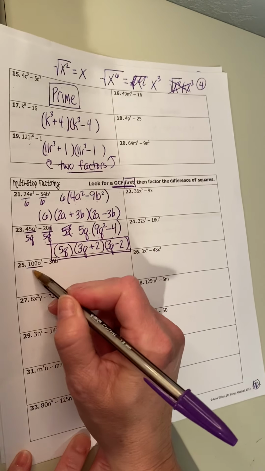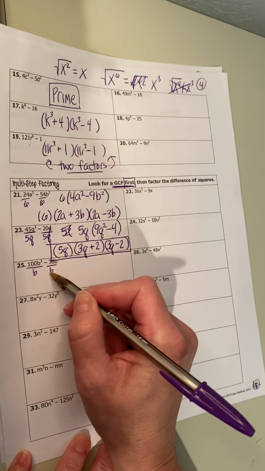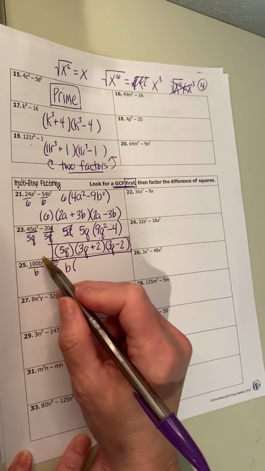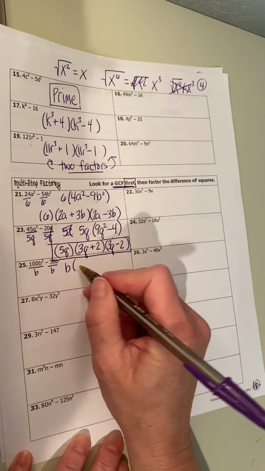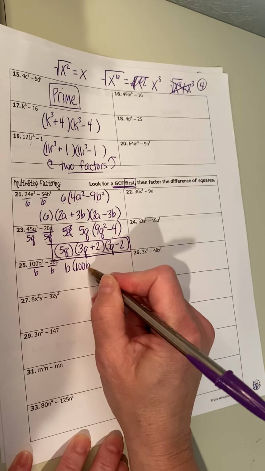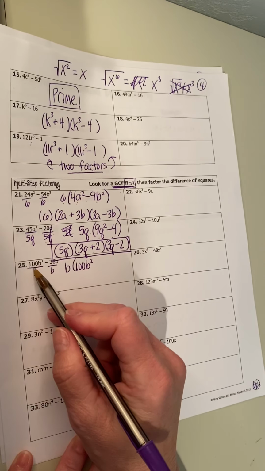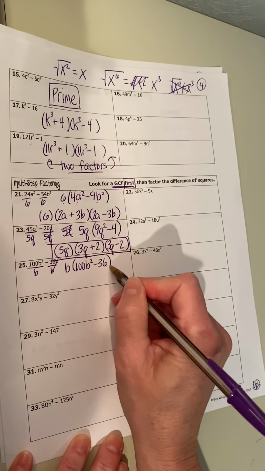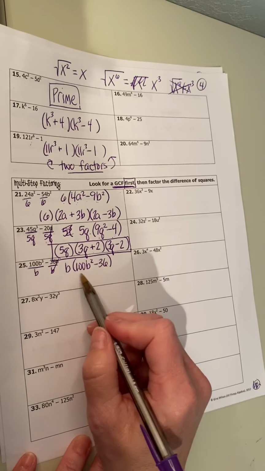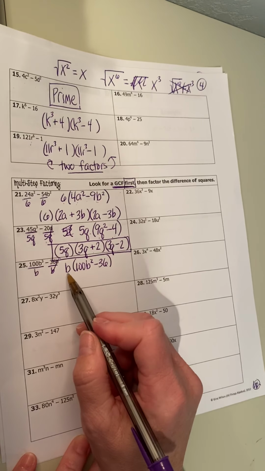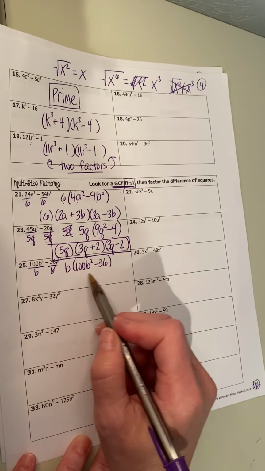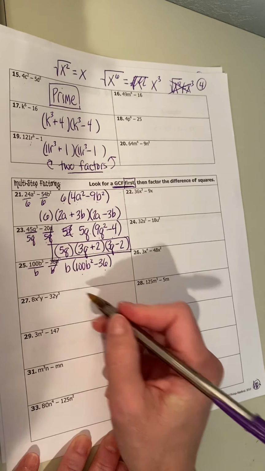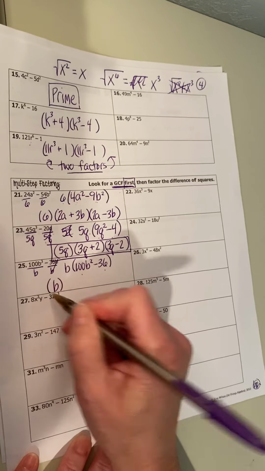So if I factor out a b from this and a b from that, then I'm left with 100b squared from the first term. These b's cancel, so now I'm left with 36. So you can see that what's left after I factor out that b, I'm left with a difference of squares, perfect square minus perfect square. So don't forget your first factor, that b.